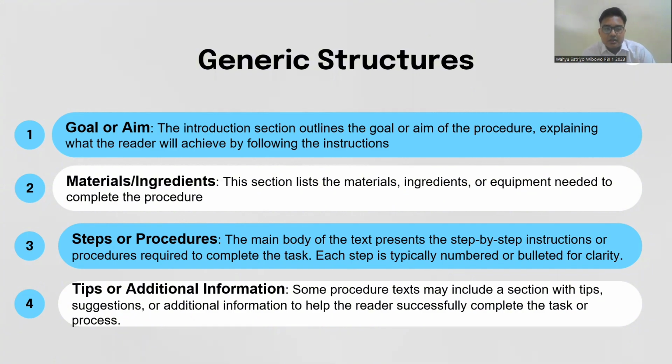The third is steps or procedure. The main body of the text presents the step-by-step instructions or procedures required to complete the task. Each step is typically numbered or bulleted for clarity. And the fourth is tips or additional information. Some procedure texts might include a section with tips, suggestions, or additional information to help the reader successfully complete the task or process.